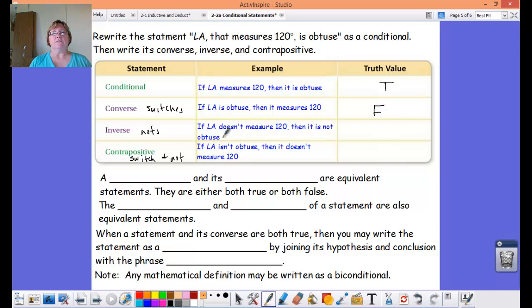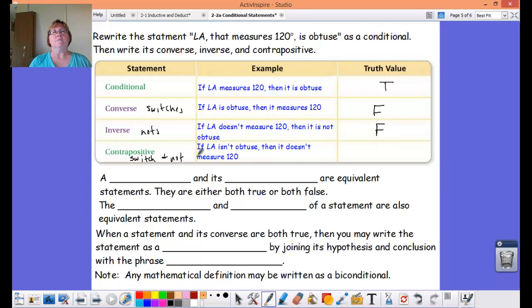And the inverse, we negate both parts. Original order, but we negate. If angle A doesn't measure 120, then it's not obtuse. Well, that also is hooey. It could be 130, which is not 120, but that's not obtuse. Well, yes, it is. This is false.